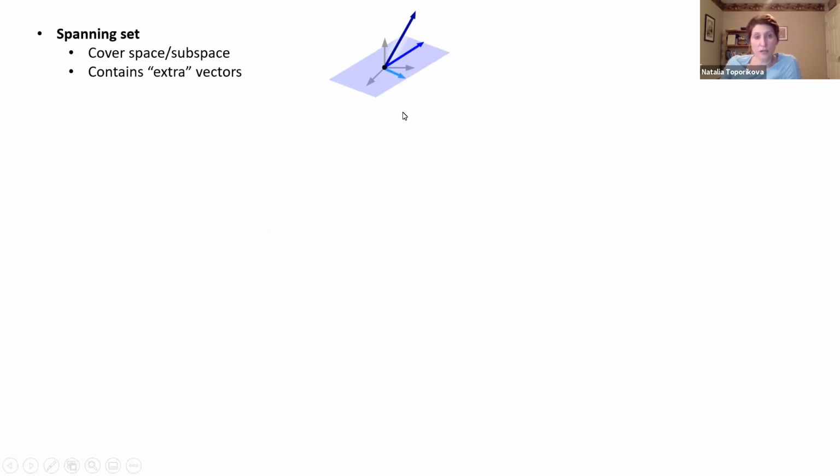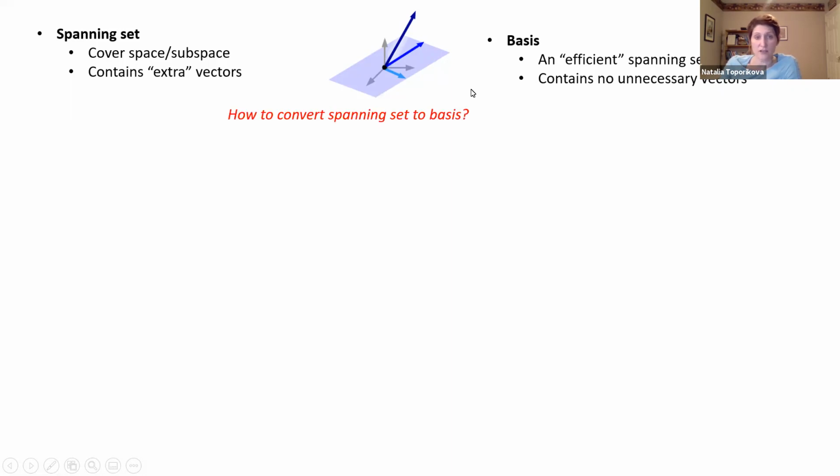For example, here we took a three-dimensional space and we spanned it with 6 vectors, which is clearly excessive because we know that we can define any point in three-dimensional space with just 3 vectors. These 3 vectors form a basis. So the basis is basically an efficient spanning set, the minimum number of vectors needed to cover a given space. It does not contain any unnecessary vectors.